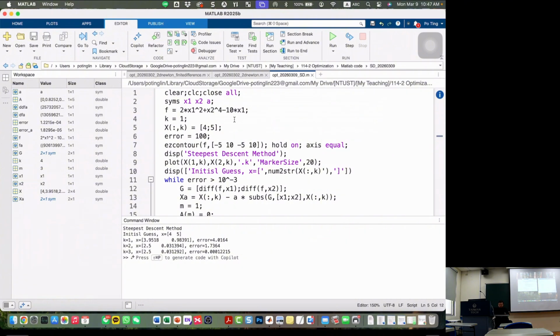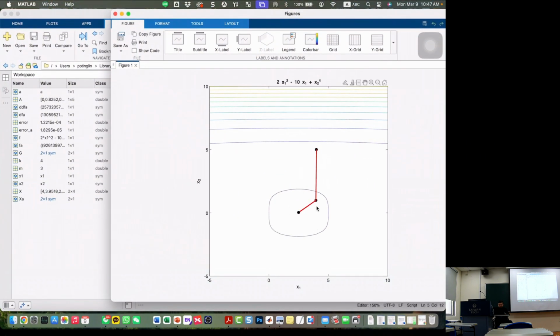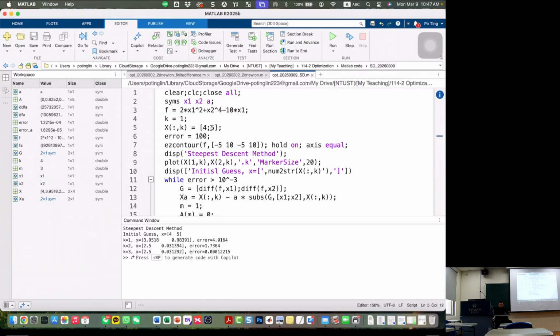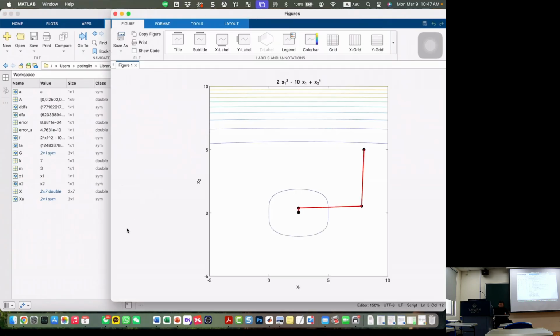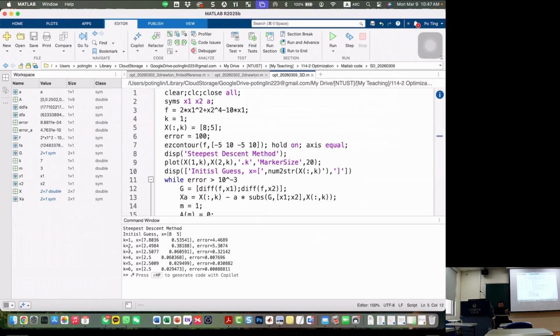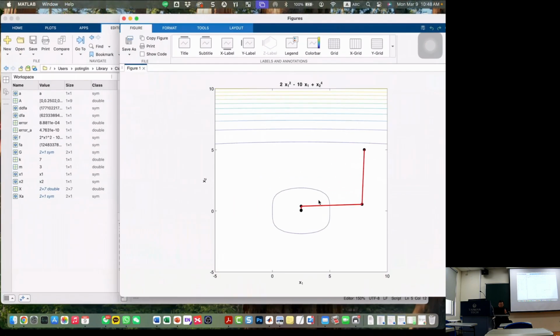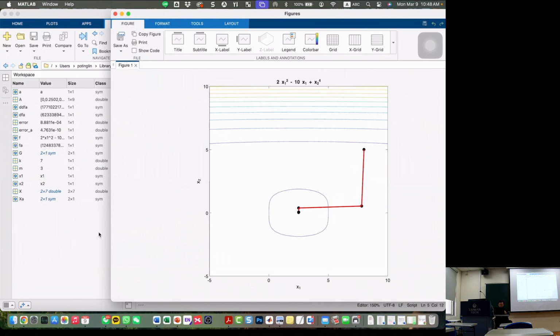Because of the... I don't know why. It's not bad. But of course, it's not super accurate. It's not bad. It surprised me how well steepest descent was able to find the solution.